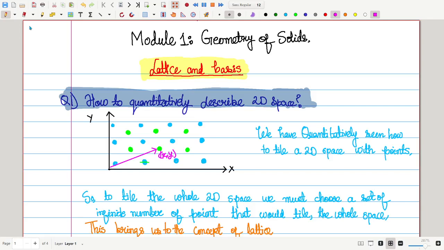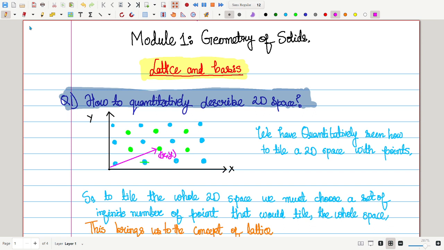Hi, I am Sanmit. So we are going to start this solid state physics course, and we are going to start with the very basic concepts. And so the first thing that we are going to study is the geometry of solids.